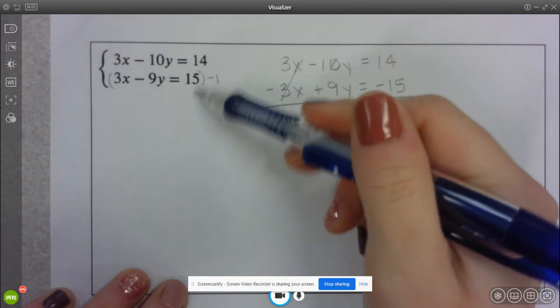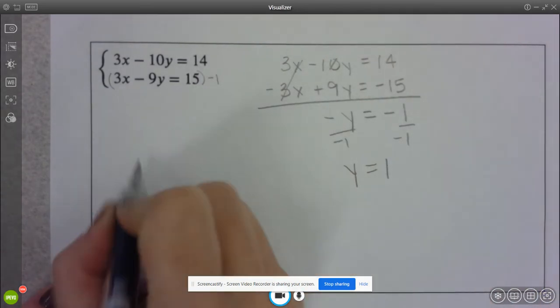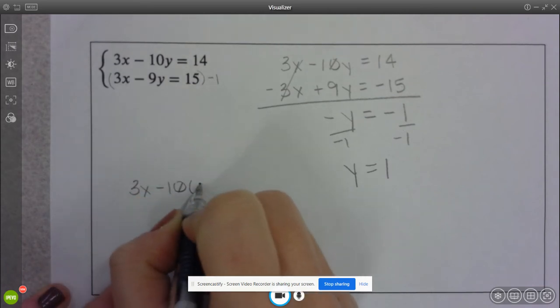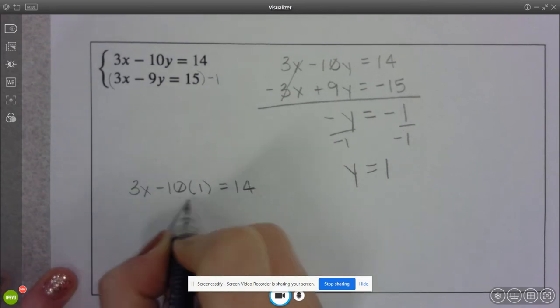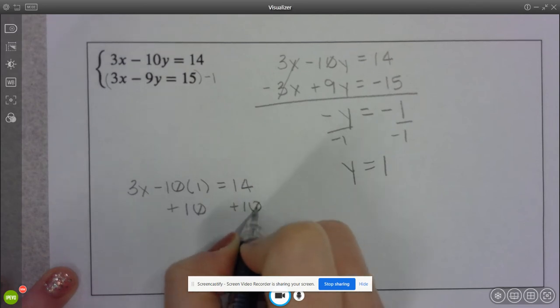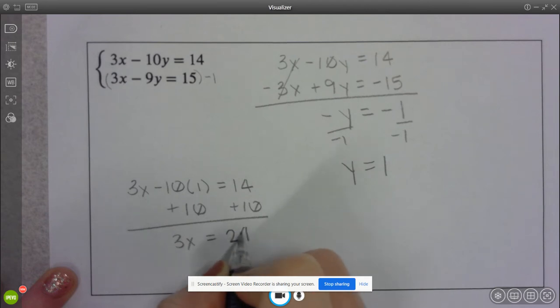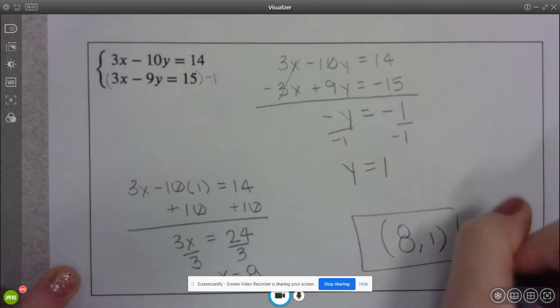And then I can pick either equation and substitute that 1 back into it. So I'm just going to use the first one. 3x minus 10 times 1 equals 14. Well, 10 times 1 is just 10. So I'm going to add 10 to the other side. So I have 3x being equal to 24. So x equals 8. So my solution point is (8, 1).